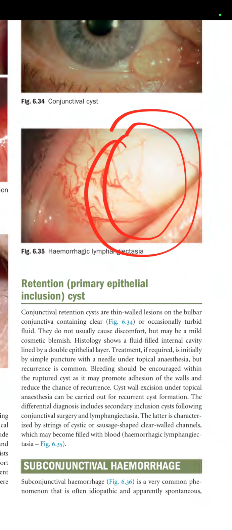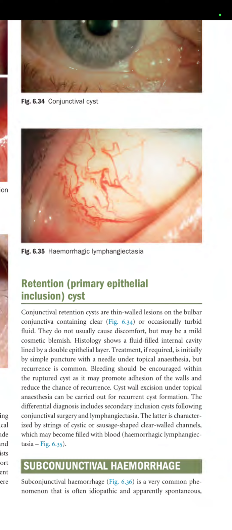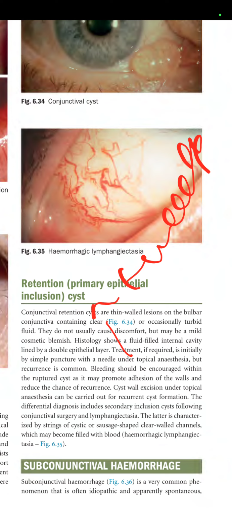Cyst wall excision under topical anesthesia can be carried out for recurrent cyst formation. The differential diagnosis includes secondary inclusion cyst following conjunctival surgery and lymphangiectasia. The latter is characterized by a string of cystic or sausage shaped clear walled channels which may become filled with fluid, hemorrhagic lymphangiectasia. So basically, how do you treat the conjunctival cyst? You puncture it with a small needle, and if it is still recurrent, we do the cyst excision in this case.